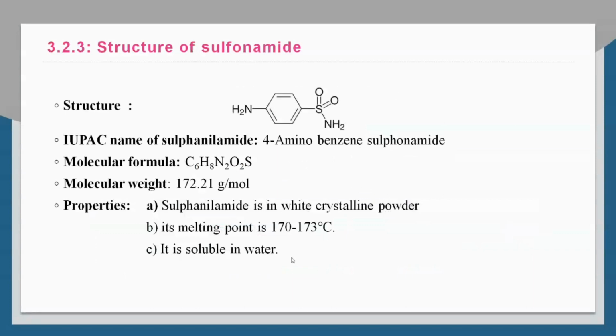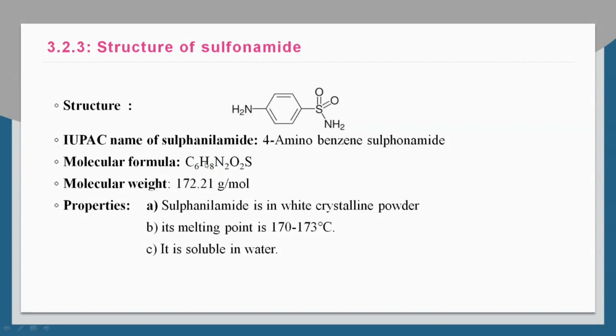Coming to the structure of sulfonamide, this is the sulfonamide. Its IUPAC name is 4-aminobenzene sulfonamide. Its molecular formula is C6H8N2O2S. The C6 indicates 6 carbons in the benzene ring. The 8 hydrogens indicate 4 hydrogens from the 2 NH2 groups, and the rest of the 4 hydrogens are from the benzene ring. N2 indicates the presence of 2 amine groups. O2 indicates these two oxygens attached to sulfur, and one S indicates this sulfur.